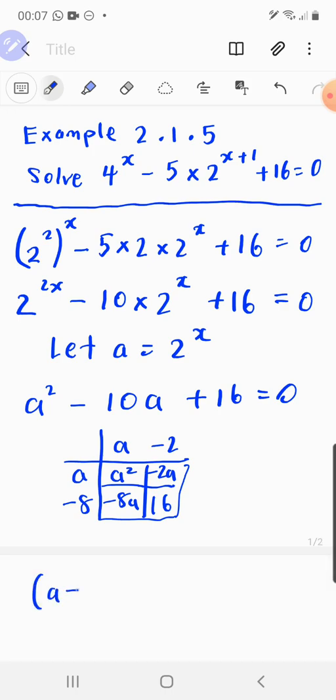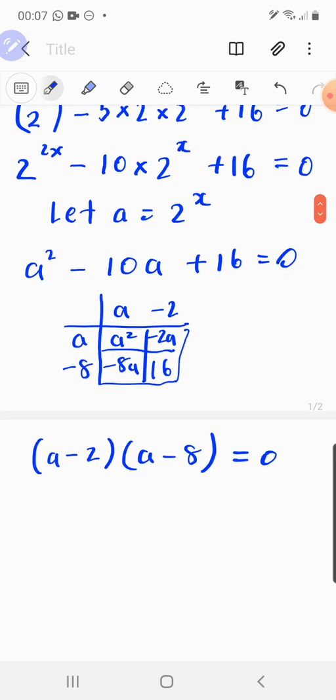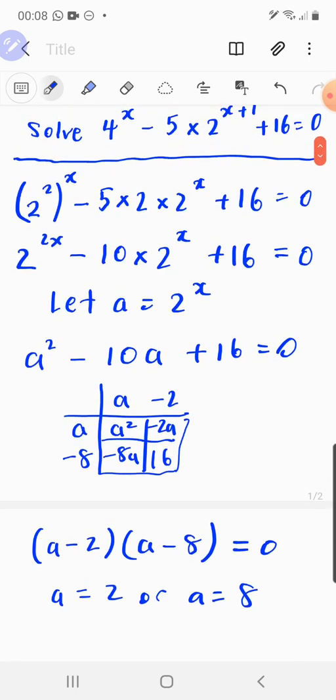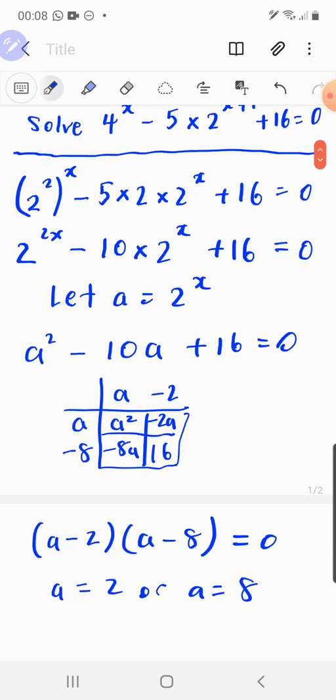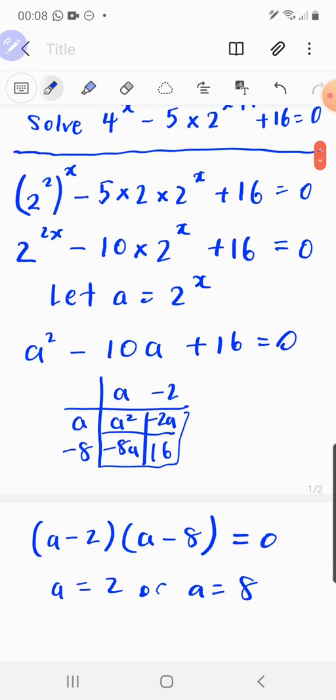So this tells us that factorizing the left side gives us a minus 2 multiplied by a minus 8 equals 0. And therefore, a equals 2 or a equals 8. Normally, this is where we end our solving of quadratic equations. But in this case, let's not forget that we did a substitution. And actually, the question wants us to find x, not a.